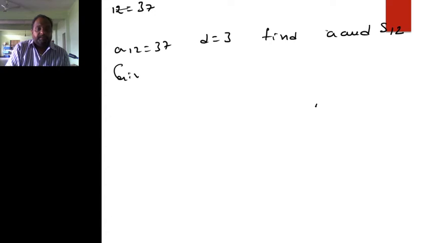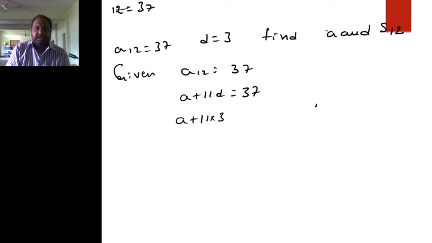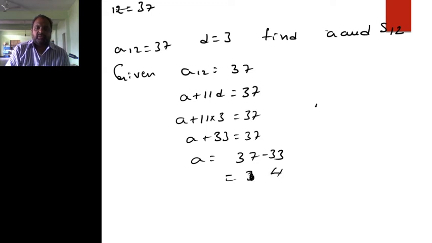Given A12 is equal to 37. A12 means A plus 11D is equal to 37. A plus 11 into D, given as 3, is equal to 37. A plus 33 is equal to 37. A is equal to 37 minus 33, that is equal to 4. So we know D and A. The value of A is 4. We have to find S12.